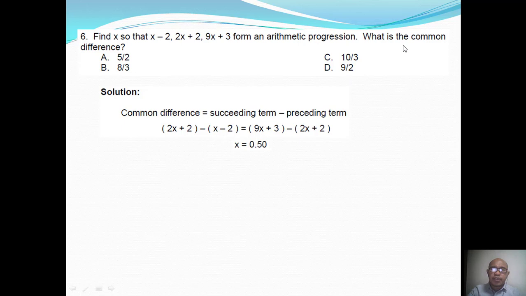So to answer the question, what is the common difference? We will simply substitute the value of x into the difference between two expressions here. So 2x plus 2 minus x minus 2. When x is 0.5, we obtain the common difference d equal to 9/2.